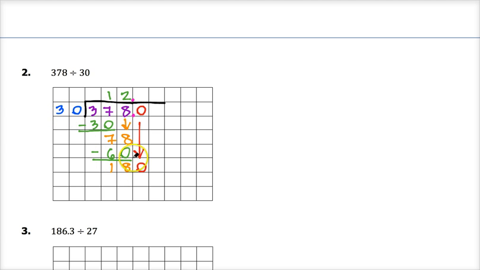Well, 3 goes into 18 6 whole times, so 30 would go into 180 also 6 whole times. So I can put a 6 here to the right of my decimal point, and 6 times 30 is 180. So we subtract there, and we're done. And that means the answer to this division problem is 12.6.